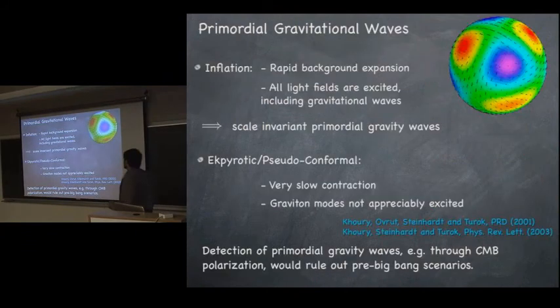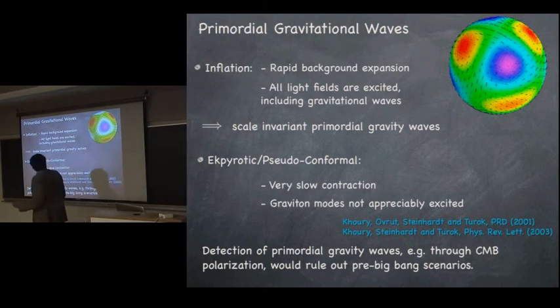Gravitational waves are another probe of the story. So this is a very generic argument. Inflation, of course, because of its rapid expansion, excites all light fields, including gravity waves. And I can make some argument, if you want, about why I expect gravity waves to be observable at the level of r. So you should expect scale invariant primordial gravitational waves in inflation. Because inflation is very democratic, is the point.